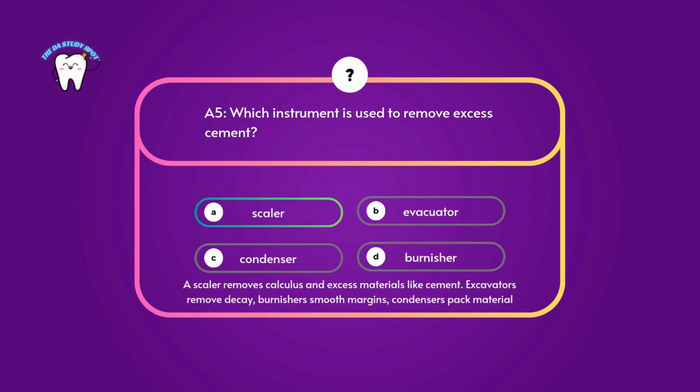The answer is A. Scaler. A scaler removes calculus and excess materials like cement. Evacuators remove decay, burnishers smooth margins, and condensers pack material.